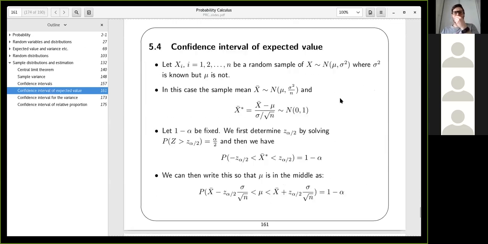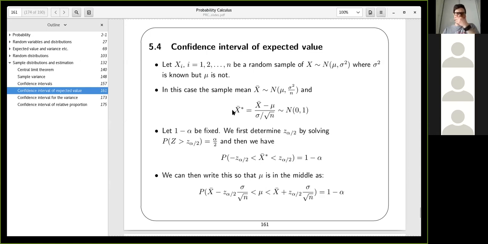So let's talk about the confidence interval of the expected value. We know that the expected value can be estimated by the sample mean, the bar X, right? That's the average. We have a random sample here. Let's assume for now that we know the variance, but we don't know the expected value. So in this case, the sample mean has the same distribution, the same expected value, but a smaller variance than the actual variable. So variance goes down, expected value stays the same.